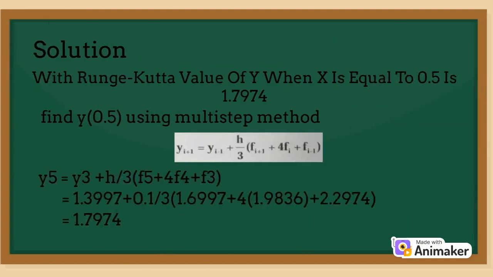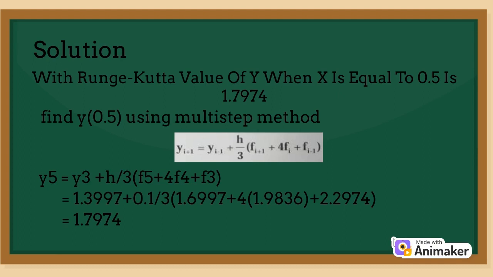Next, we will find the value of y5 with the multi-step method. The values of y3, f5, f4, f3, and step length h are the same as the ones we used in Runge-Kutta. Using the multi-step method, we get the value of y5 as 1.7974, which is the same as the one we found using the Runge-Kutta 4th order method.